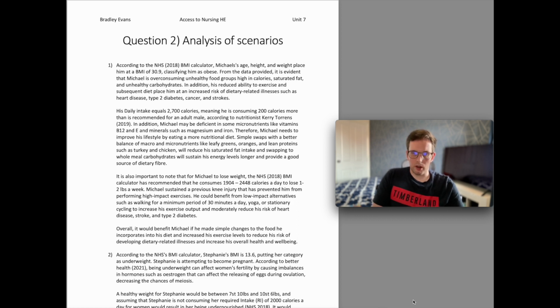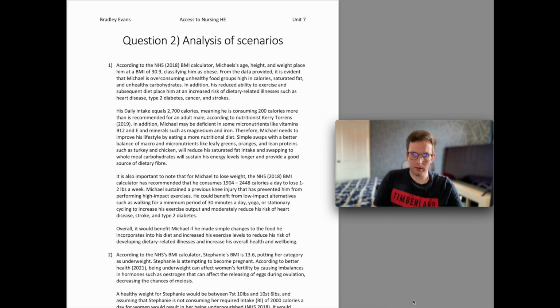It's also important to note that for Michael to lose weight, the NHS BMI calculator has recommended that he consumes 1904 to 2448 calories a day to lose 1 to 2 pounds a week. Michael sustained a previous knee injury that has prevented him from providing high-impact exercise. He could benefit from low-impact alternatives such as walking for a minimum period of 30 minutes a day, yoga or stationary cycling to include his exercise output, and moderately reduce his risk of heart disease, stroke and type 2 diabetes.